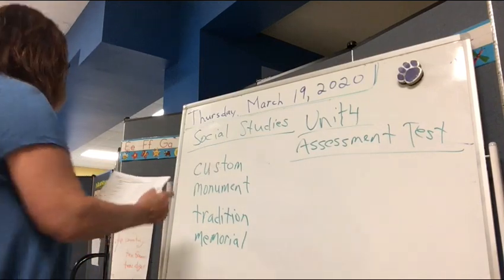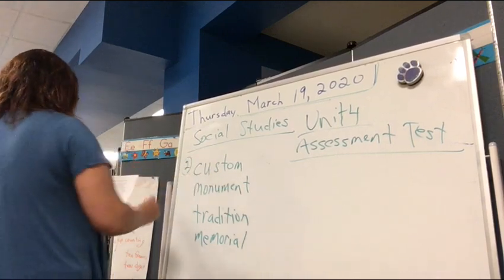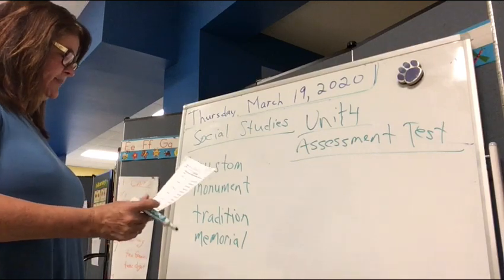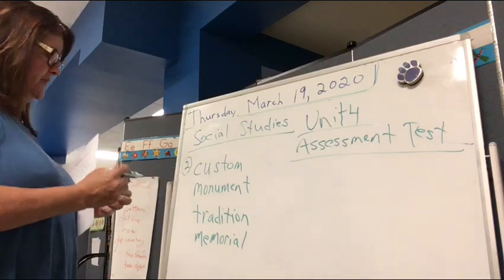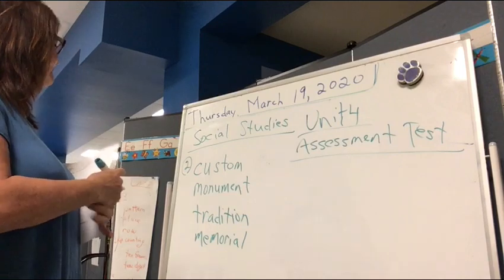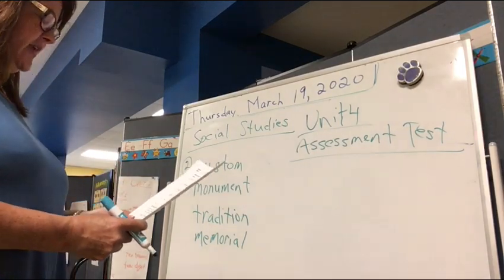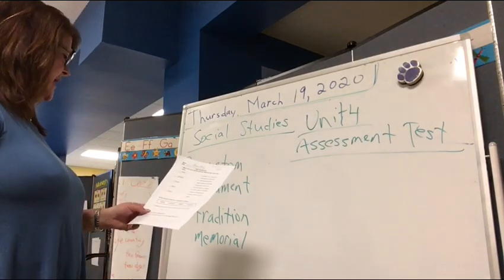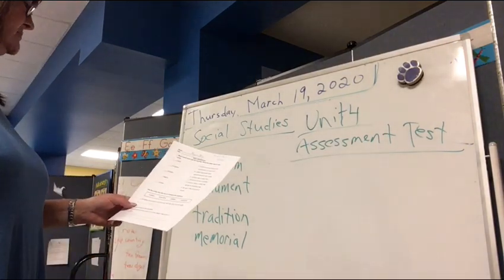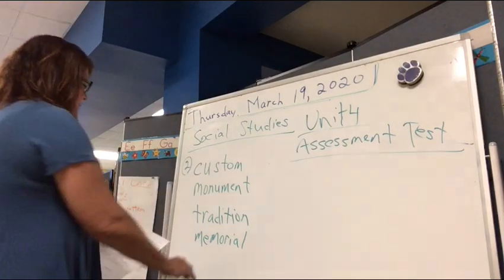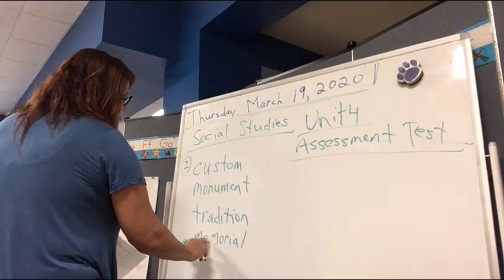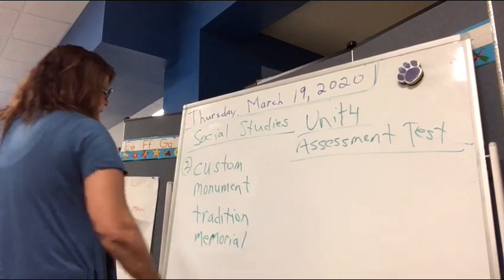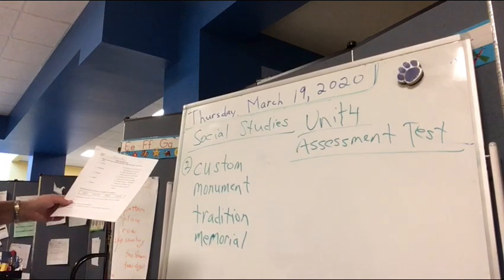Number 2. Something that people do the same way year after year can be called a blank or a blank. Pick 2 of these words.